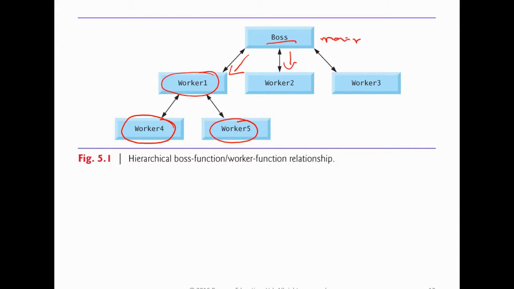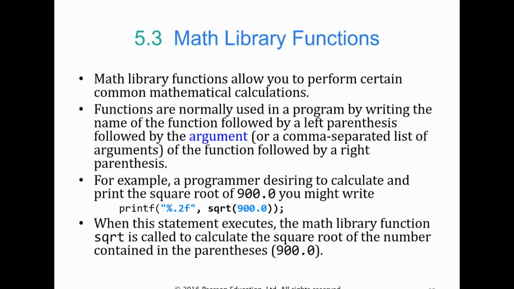So you have the main method, which can call something like a printf function, and then you might have another function, function 1, which might call two other functions, function 3 and function 5. So that can happen. We will look at some examples.